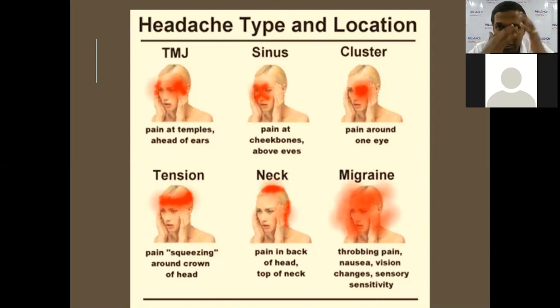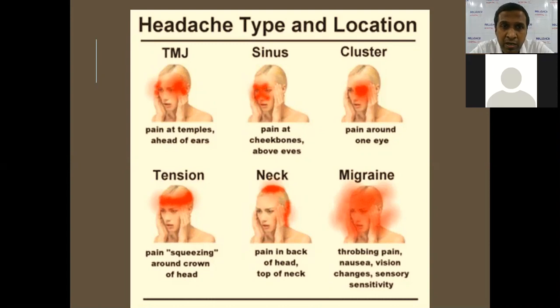Sinus pain is typically egg-shaped. It's basically around the cheekbones and around the frontal region above the eyes. So this is typically a sinus pain. Remember the X in front of the nose: it's around the cheekbones and around the frontal region. Cluster headache is classically retroorbital, so the pain is behind the eyes.